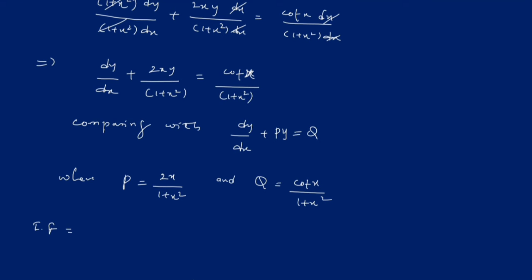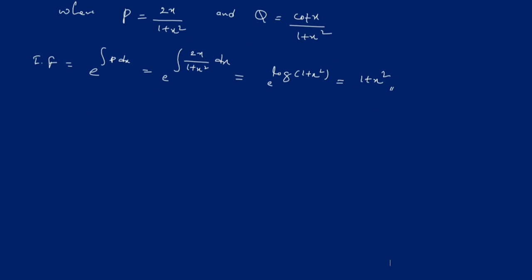The integrating factor, IF, equals e to the power of integration of p dx, e to the power of integration of 2x upon (1 plus x square) dx. Here the integration of 2x upon (1 plus x square) is log of (1 plus x square). So it equals e to the power of log (1 plus x square). Here e to the power log gets cancelled, and we get 1 plus x square as the value of the integrating factor.